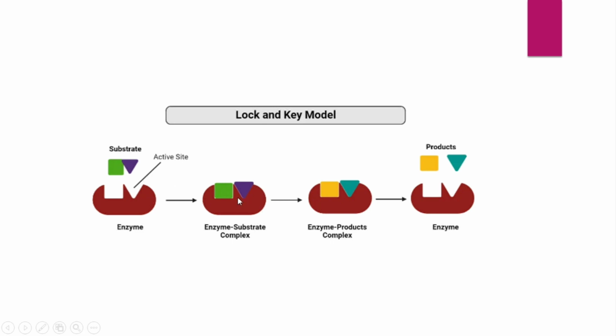So the substrate comes in and binds with the active site of the enzyme. It forms the enzyme substrate complex. The enzyme starts acting on the substrate and breaks it apart to form the products. As you can see here, the square is separated and the triangle is separated and they are in different colors. This means the products are formed, and the enzyme is left as it is. So the enzyme is free to catalyze another reaction.